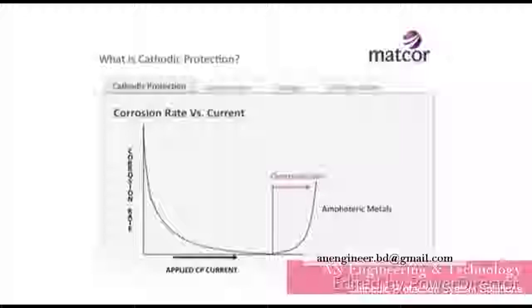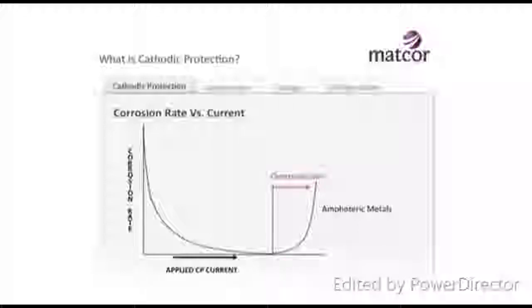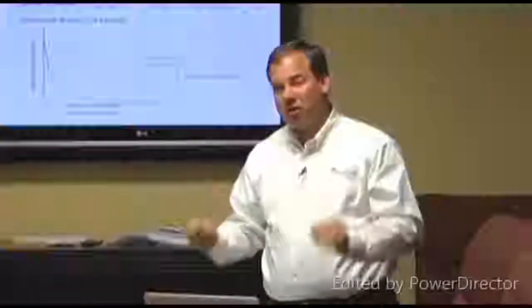Which gets me to my next slide. This is a slide that shows corrosion rate versus applied current. So this is me lighting up that structure. And you see the corrosion rate goes basically to zero. The corrosion rate never goes to exactly 100% zero, but it gets so low that 1,000 years from now you wouldn't even be able to notice the difference.